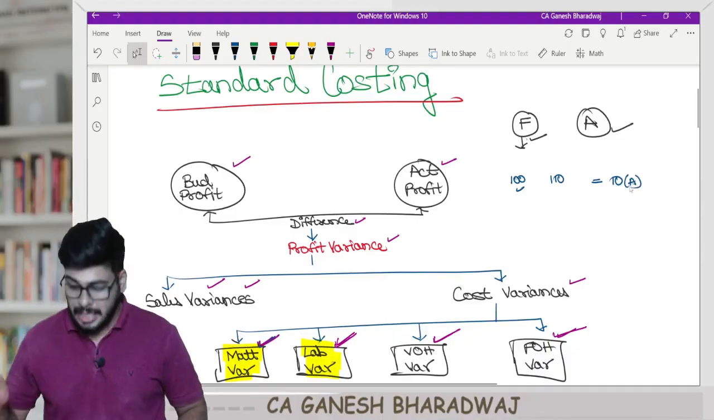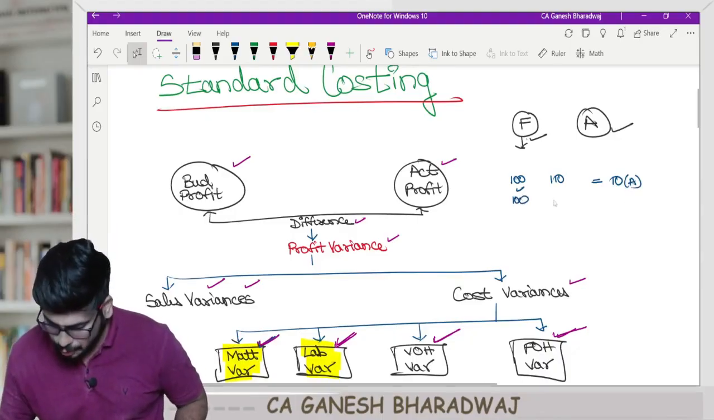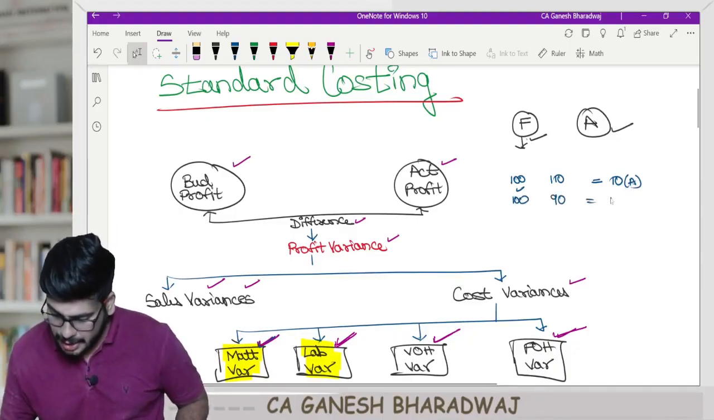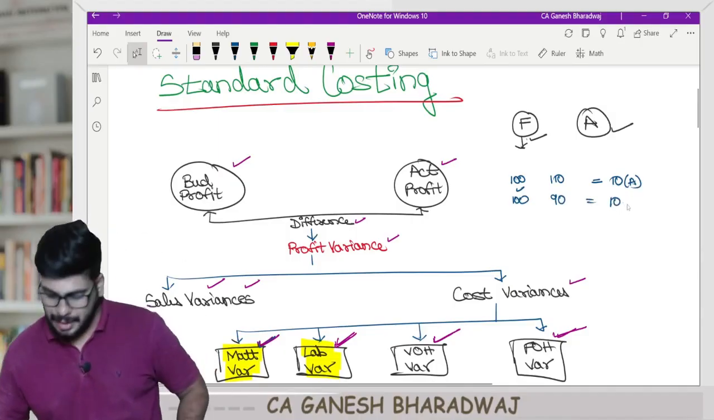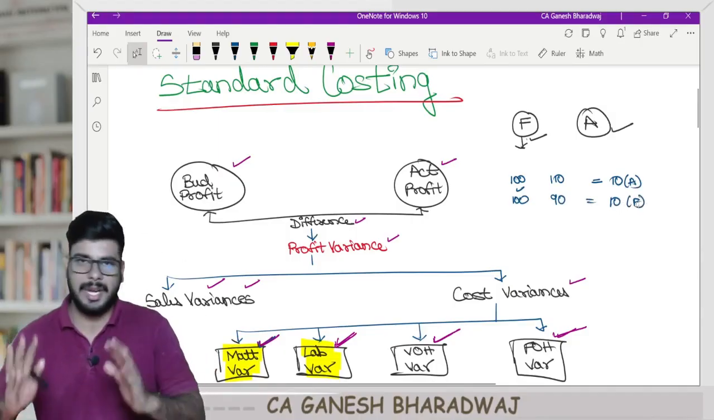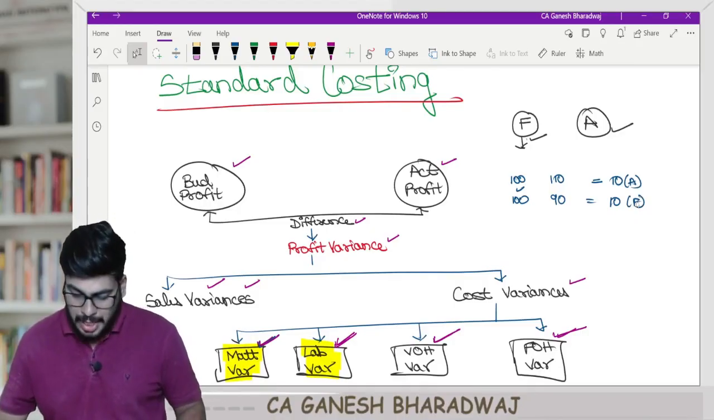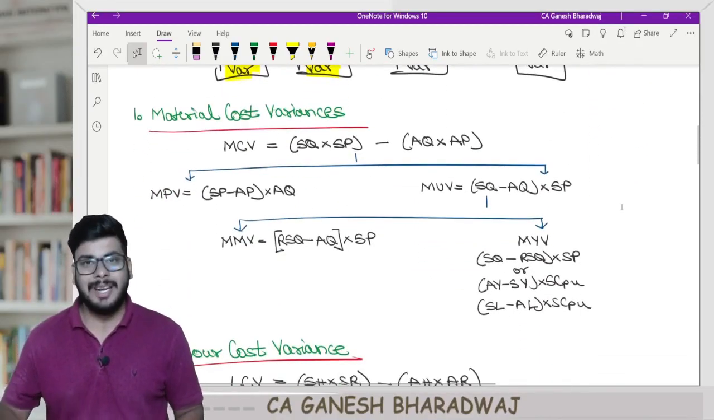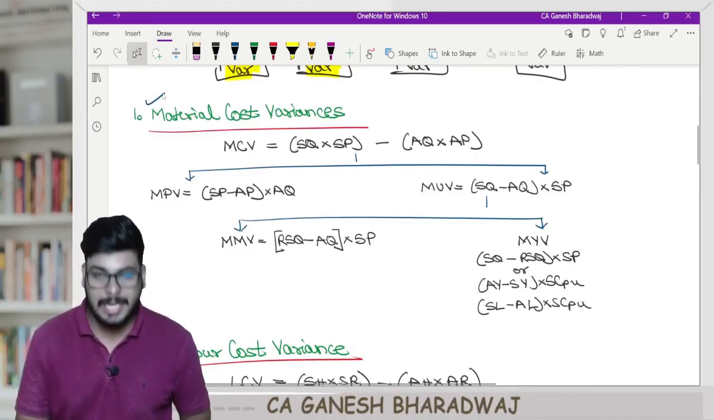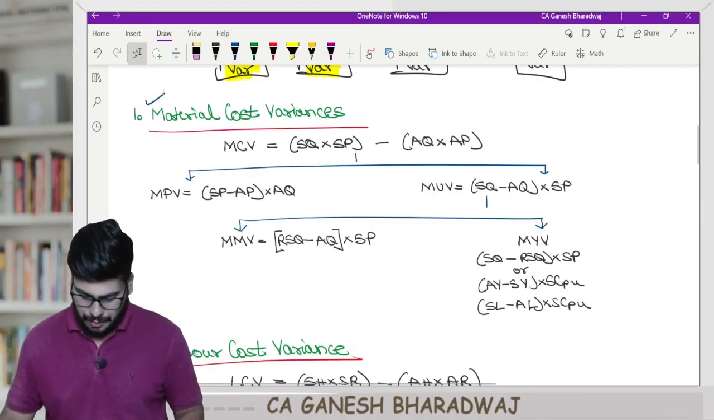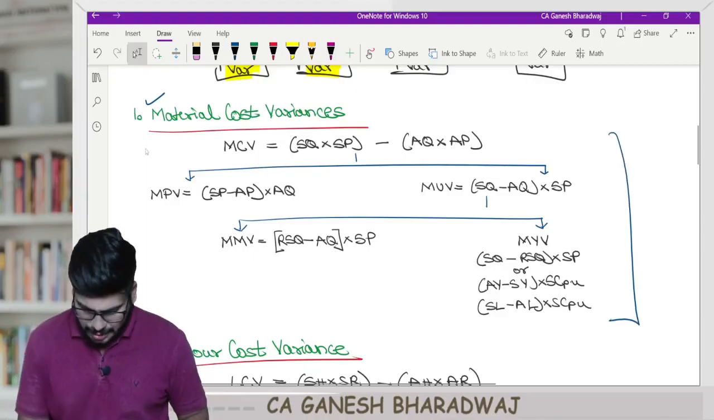Are you clear with this? Whereas suppose you should have incurred 100 rupees, you have only incurred 90. In this case also there is a 10 rupee variance, but that 10 is a favorable variance. Are you clear with this? These are some basic things that you need to know. Clear with this, guys? Now let us get started with the material cost variances. Clear with this? Now, this entire chart, that's about it.